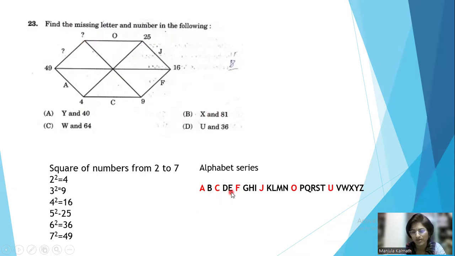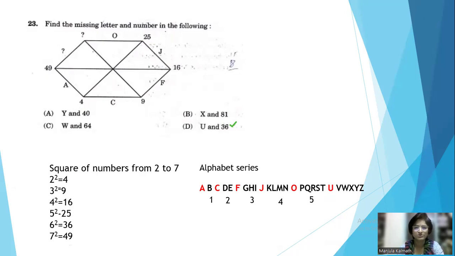C to F will have a 2-letter difference. And F to J will be 3. And this is 4 and this is 5. So after completing these 5 characters, the sixth one that comes is U. So the combination of this is the correct answer, that is U and 36. Here we have letter differences, that is the gap between the letters, and this one is the square of the numbers.